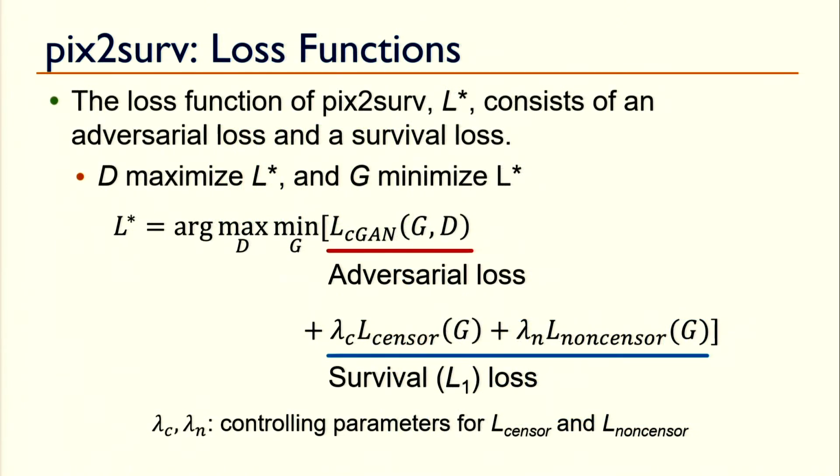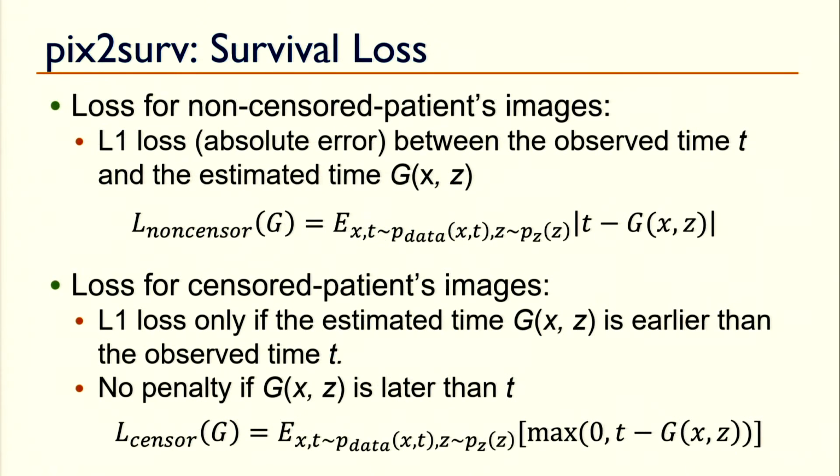The loss function consists of the usual adversarial loss of a conditional GAN shown by red underline, but there is also a survival loss term shown by blue underline. The survival loss is unique to the Pix2-Serv model. For non-censored patients, the survival loss is the same as the L1 loss between the observed time and estimated time values. However, for censored patients, where the death was not confirmed at the observed time, the survival loss penalizes the time generator only if the estimated survival time is earlier than the observed survival time.